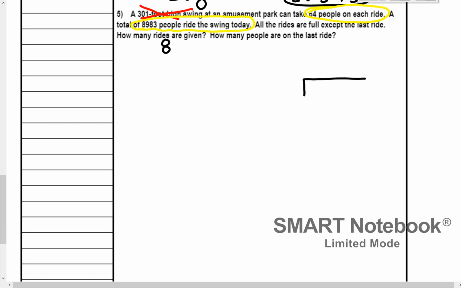We are doing the division problem 8,983 being divided by 64. How many times does 64 go in there? So 64 is our divisor on the outside. On the inside, we have 8,983.